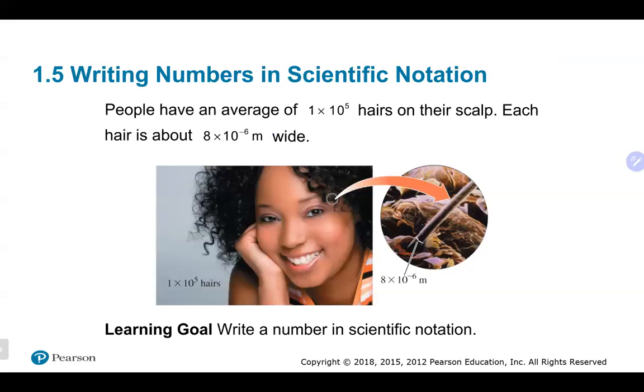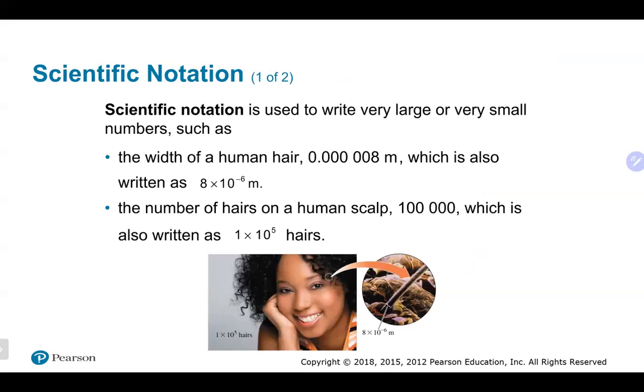So let's talk about scientific notation. Scientific notation is really one of the main things that you should get out of chapter 1 here. Scientific notation is a way that we write numbers so that we can handle really large numbers and really small numbers. It has a general formula of N times 10 to the n.